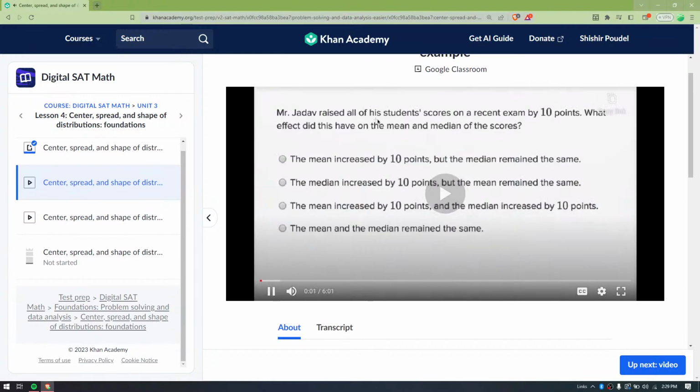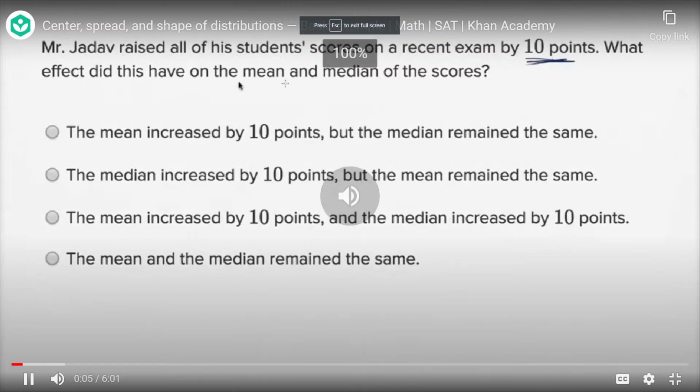Mr. Jadab raised all of his student scores on a recent exam by 10 points. What effect did this have on the mean and median of the scores? Now, there's two ways we could approach this.